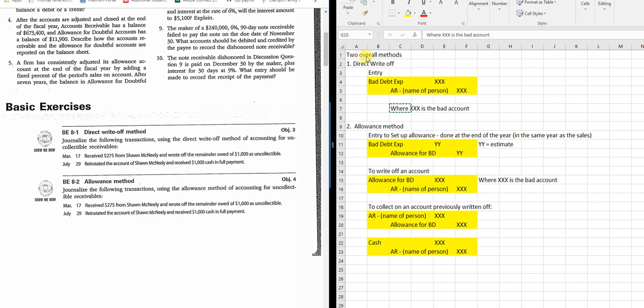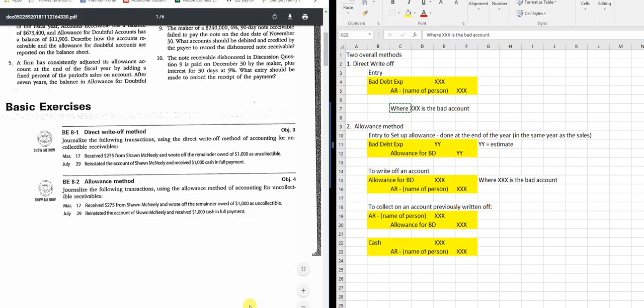There are two overall methods to account for the bad debts. The first one is the direct write-off method, and here's your entry for the direct write-off method. We'll come back to that in just a second. And then the second one is your allowance method. And the allowance method, there are, I should have four here. There's really only two. These are going to reverse them. So there's two methods for that. Okay.